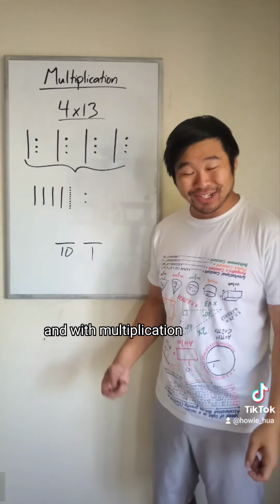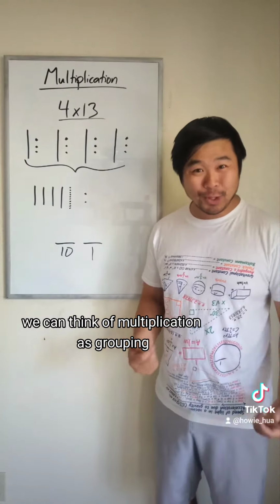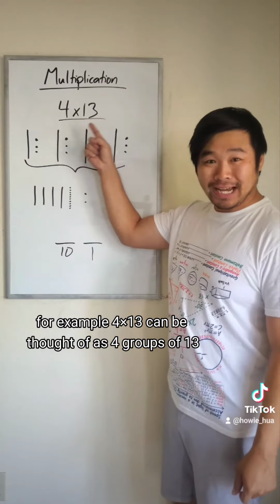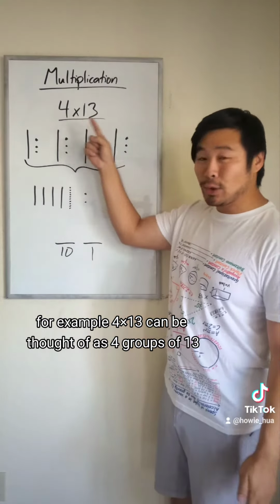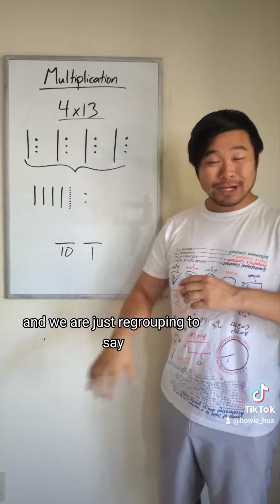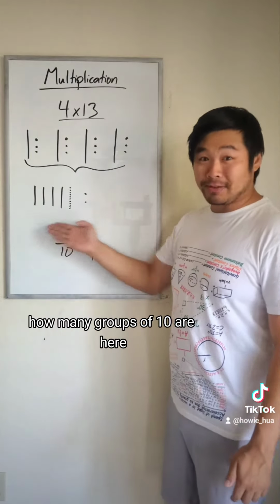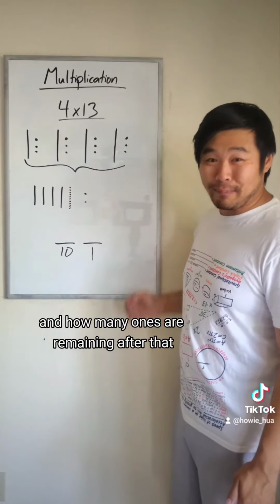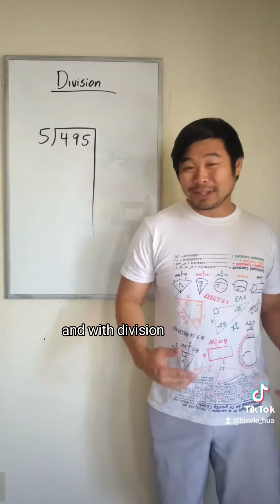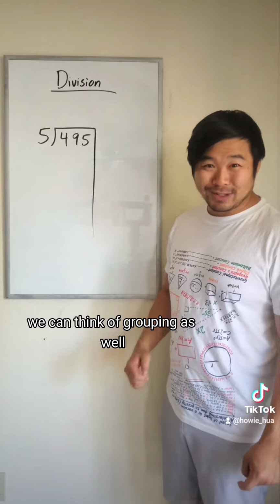And with multiplication, we can think of multiplication as grouping. For example, 4 times 13 can be thought of as 4 groups of 13. And we are just regrouping to say how many groups of 10 are here and how many 1s are remaining after that. And with division, we can think of grouping as well.